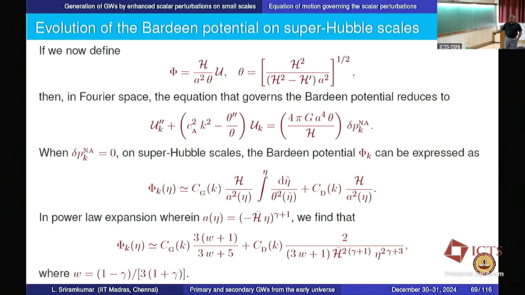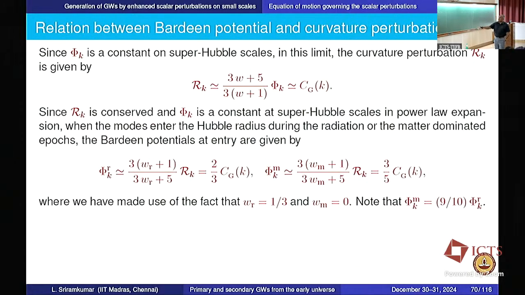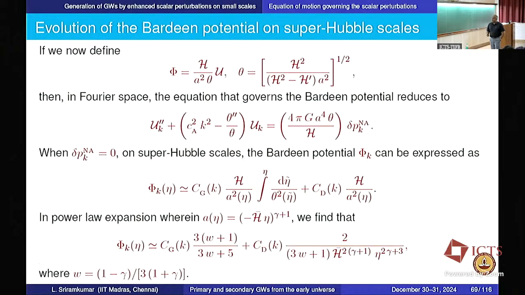G just essentially means it's a growing mode. I mentioned this is a decaying mode. This is a growing mode. It's not quite growing; it is strictly a constant on super Hubble scales. And that is related to Rk. Remember why we introduced inflation. Essentially, we want the initial conditions on these perturbations, Cg.